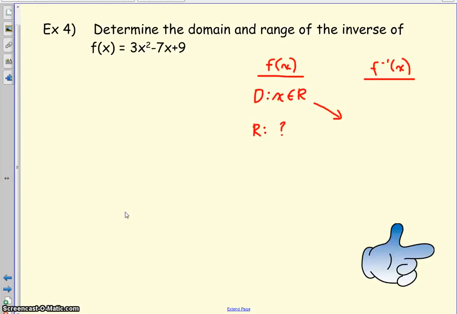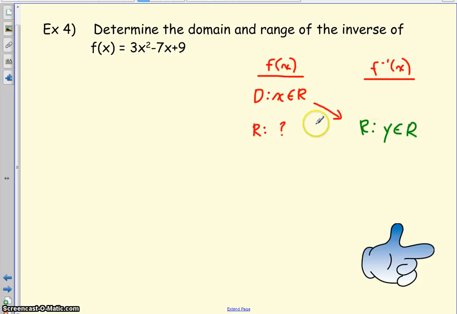Okay, so hopefully you've thought about this question a little bit. Knowing that the function is a parabola, the domain is of course going to be x an element of the real numbers. Since we're talking about the domain and range of the inverse, knowing the domain of the function helps us a little bit, because if the domain of the original is x an element of the real numbers, that means the range of the inverse will be y an element of the real numbers. Okay, which is a very good start.